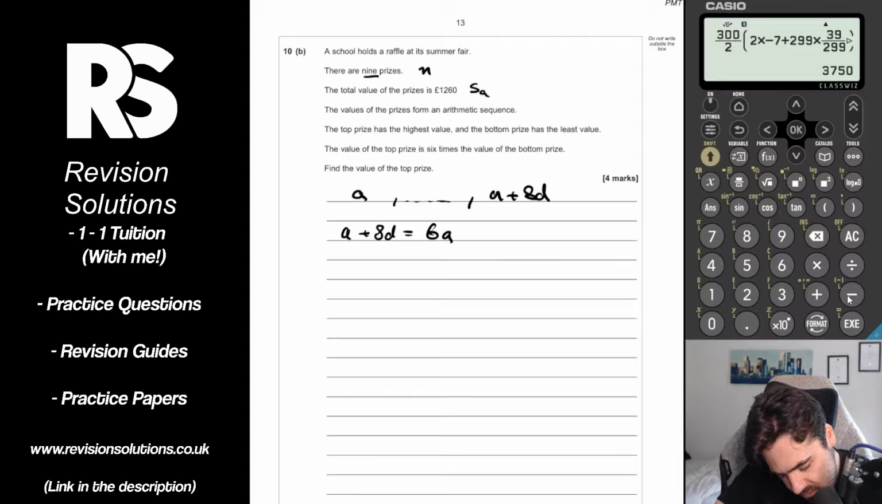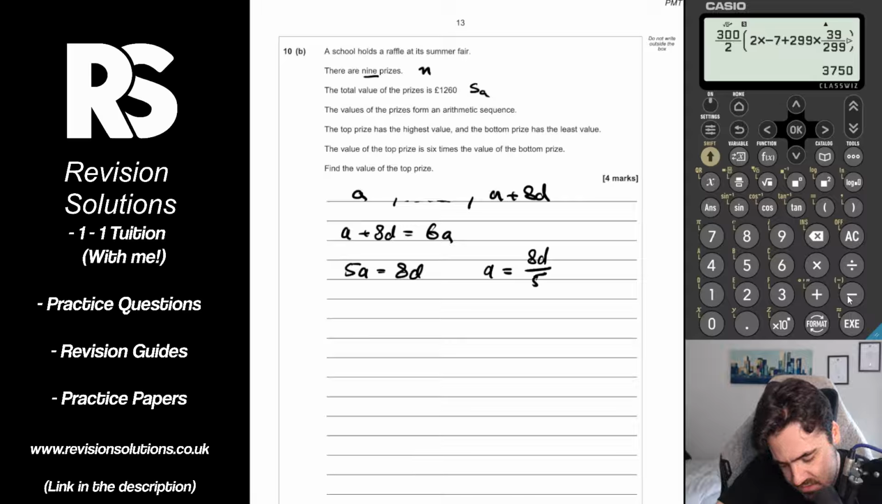So we can simplify that a little bit. That would say that 5a equals 8d. And I imagine we're going to want to substitute this into another equation, so I'm just going to preempt that and rearrange for a. That'd be 8d over 5.